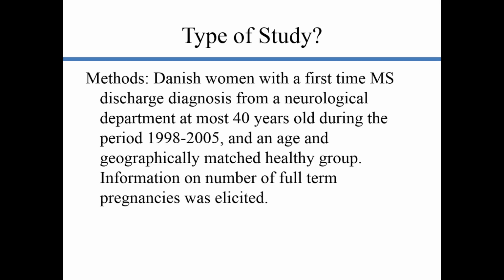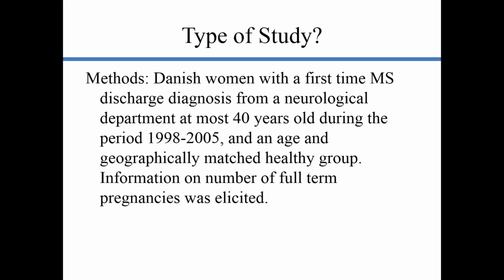Information on number of full-term pregnancies was elicited. One good thing to do in this case is, number one, what's the hypothesis? You read something like this, don't forget about the hypothesis. If you don't get the hypothesis correct, you're not necessarily going to get the study design correct. So the way I read this, the hypothesis is that parity, or the number of pregnancies you have, is related to your risk of multiple sclerosis. So either protective, or the more kids you have, the more likely you are to have it. It doesn't say, but somehow the number of pregnancies alters your risk of getting MS.